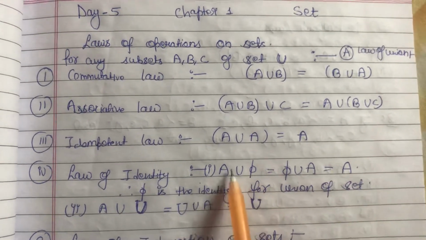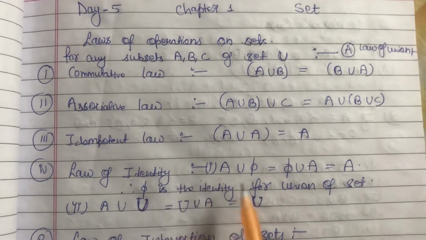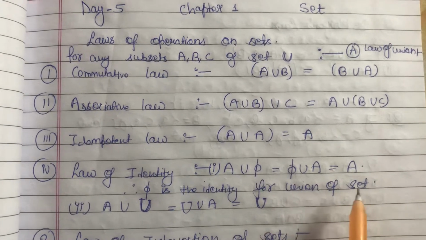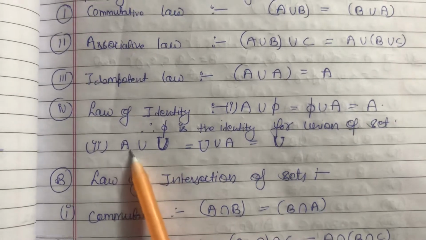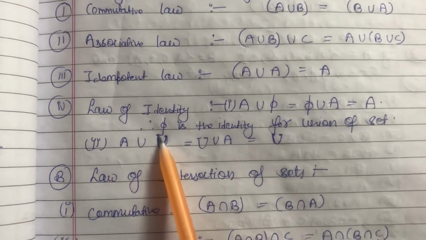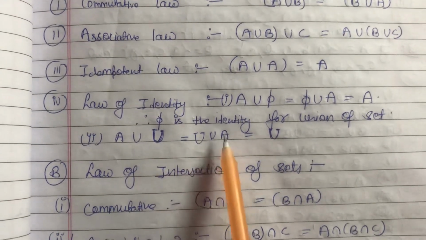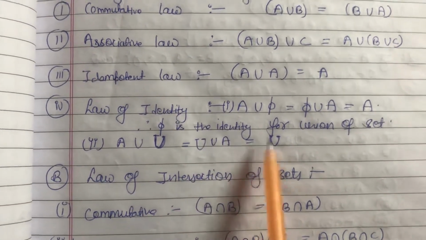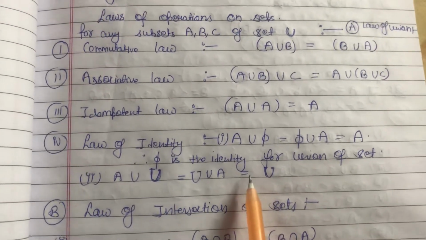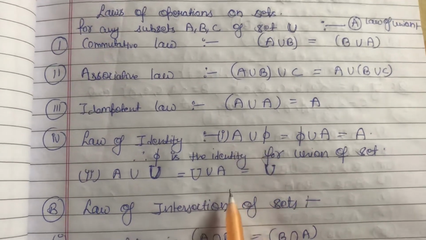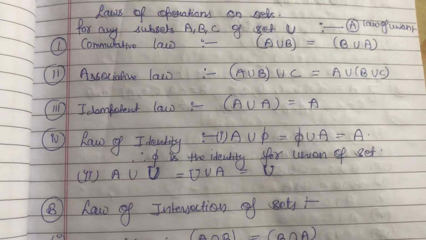So we can say that, point to be noted, 1 mark question can be framed from here, that null is the identity for union set. And also we say that A union universal set, we know that we represent universal set by U, equals universal set union A, and that is equal to universal set itself. These results are important because we will be solving questions based on these results. So you need to remember all the results over here.